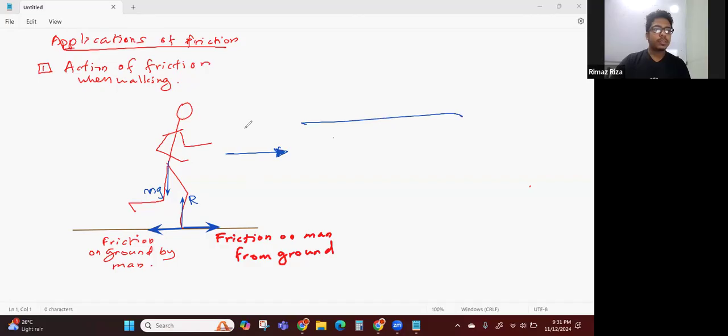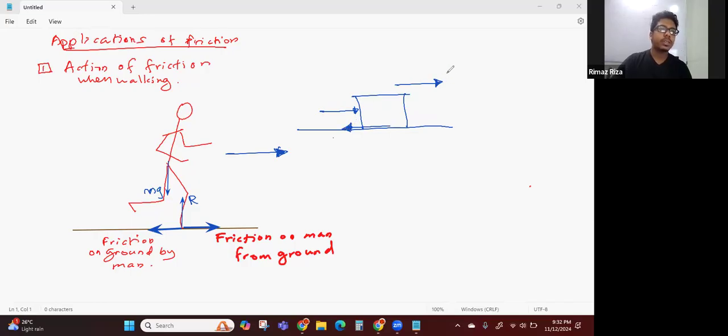And by the way, here I want to emphasize that fact. Whenever we apply a force in this direction to make this object move in this direction, the friction will be in the opposite direction, right? The object is moving in this direction, but friction is in the other direction. But here, the man is moving in this direction, and the friction on the man is also in the same direction. So it is not true that friction is always opposite to the direction of motion. Okay.